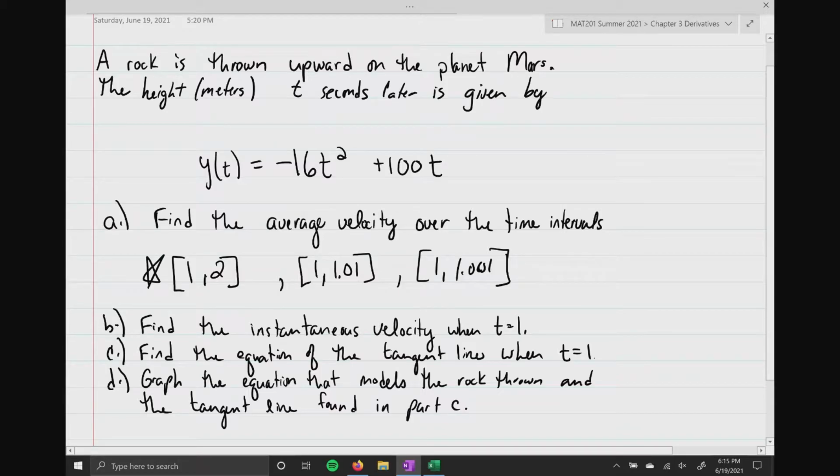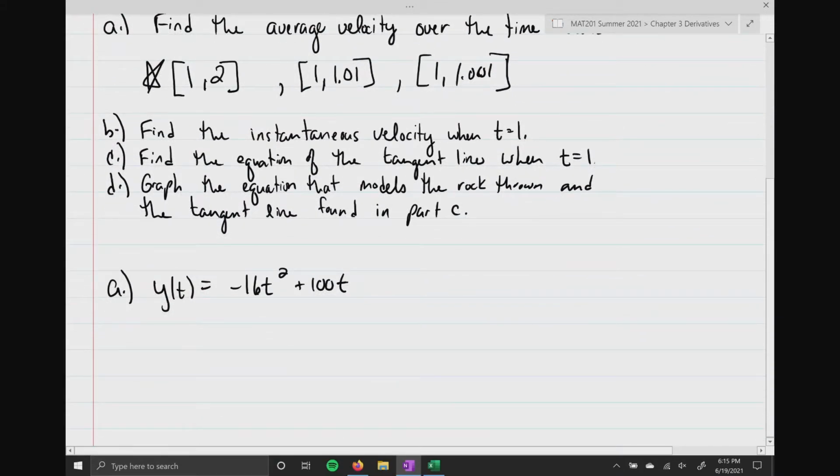And remember, that equation line, that tangent line, will touch our function exactly one time at t equals 1. And then just to demonstrate that, I'm going to go ahead and graph both models to show how that works. So with the first one, let's start that off. So we know the function is y of t equals negative 16t squared plus 100t.